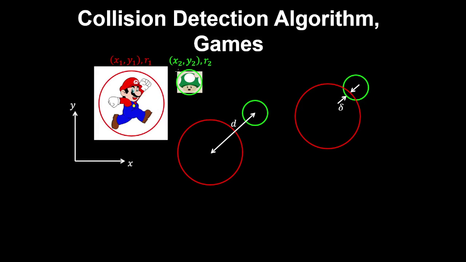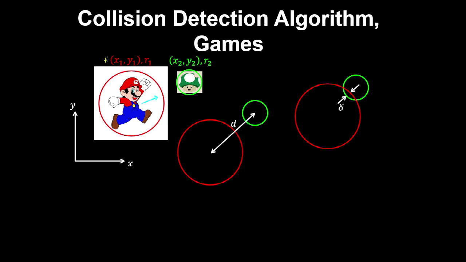Collision detection algorithms are used in games and computer graphics, and here is an example where Mario is travelling at some velocity to catch a mushroom and increase his level. So we can attach a sphere to Mario and a mushroom, and this will be initially accurate enough to detect a collision when the spheres overlap.